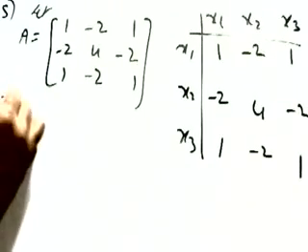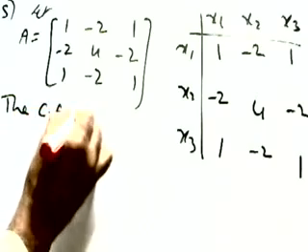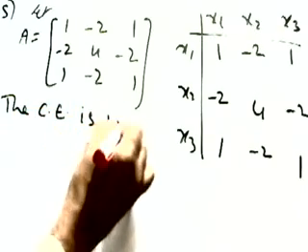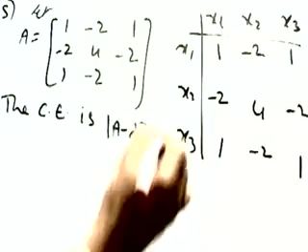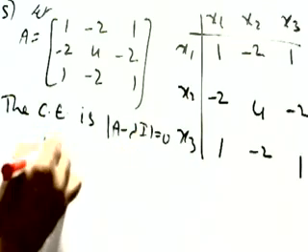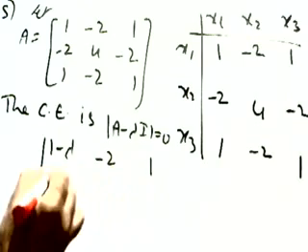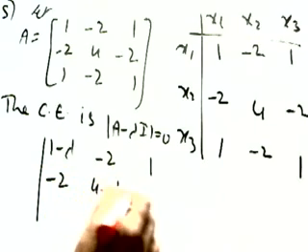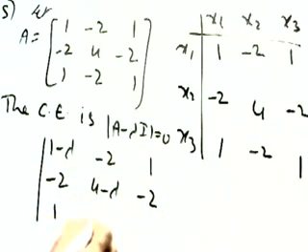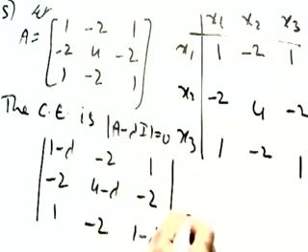Now to find the nature, we have to find the eigenvalues. For that, we write the characteristic equation. The characteristic equation is, we know, |A minus lambda I| equals 0. What will be A minus lambda I? It is [1 minus lambda, -2, 1; -2, 4 minus lambda, -2; 1, -2, 1 minus lambda] equals 0. So we get this one.